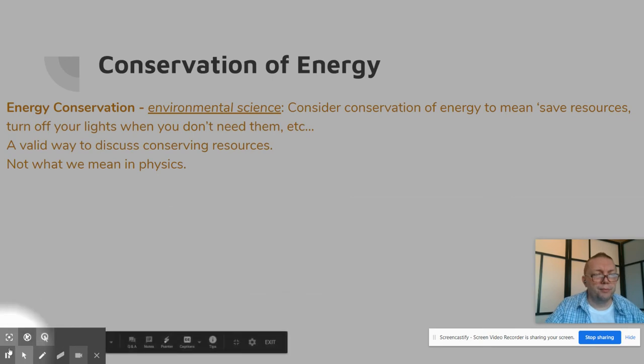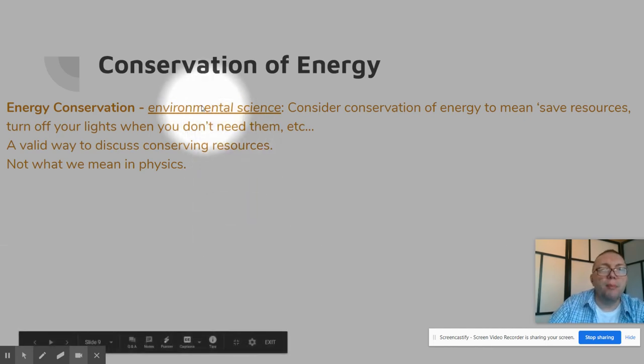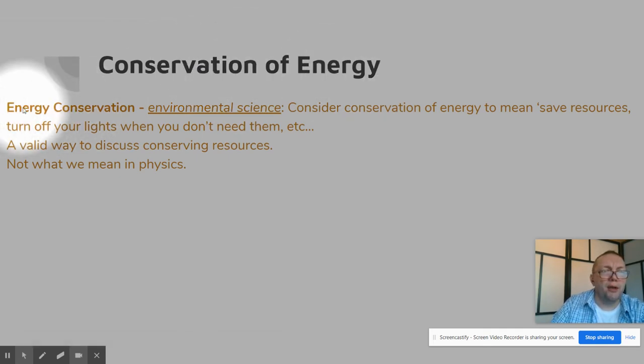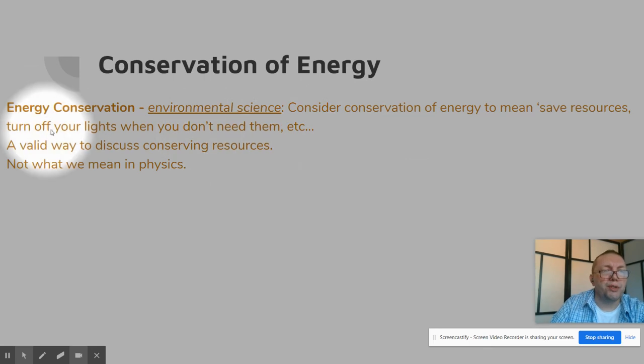Conservation of energy. So there are multiple definitions or multiple ways to use this phrase. In environmental science, they don't usually talk about conservation of energy. They will talk about energy conservation. And in environmental sciences, energy conservation is saying, hey, we want to save our resources. Turn lights off when you leave the room, or if you don't need them, share or carpool ways to get to different places so you're not burning a bunch of fossil fuels. All of those things are perfectly legitimate environmental science ways to talk about energy conservation.